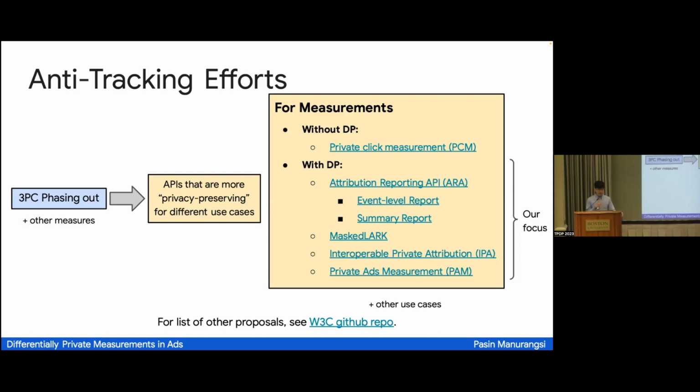And I would like to mention that this is only for measurement, right? There are also other valid use cases of third-party cookies, like targeting or fraud detection, that also require different APIs. We will not be discussing that in this talk, but if you are interested, I have a link here. You can check out the W3C GitHub repo for more. You might have heard about the Topics API or the Private State Token API and so on. Those are listed there, but we will not be discussing them here.